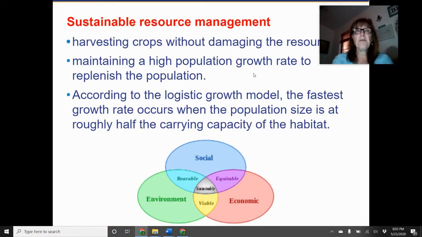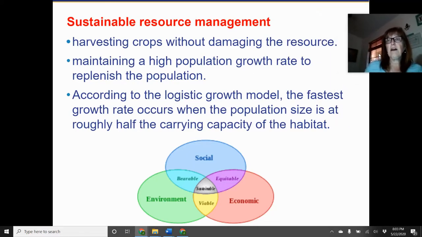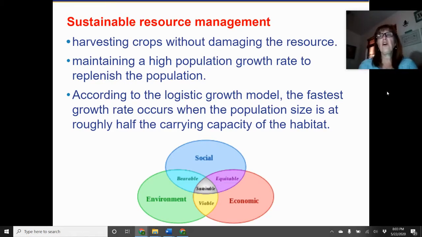All right, so let's talk a little bit about sustainable resource management. Sometimes we have to be involved in what's going on around us to help maintain population sizes. For example, harvesting crops without damaging the resource. We grow food for ourselves, but as a result, we also have crops that are providing food for other groups of organisms. And if we go and destroy all those crops for ourselves, then we leave a population of organisms that are not able to survive. And in many populations, it's kind of like a domino effect. If you destroy one population, you destroy other populations.